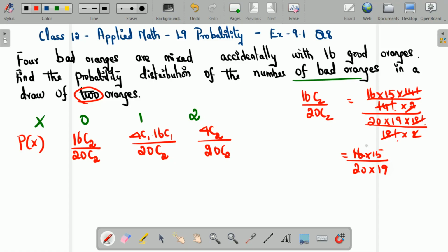In the 4 tables, this is 4 times and this is 5 times. This is 1 time, so this is 3 times. So it is 12 divided by 19. This is the probability for x is equal to 0.